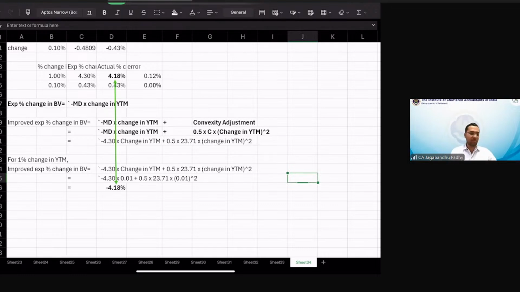Is this point clear, everyone? I hope we are clear with the effect of modified duration and also the convexity adjustment that we have. Are you all clear? Any doubts, any queries in this particular concept, please? Okay. Thank you, sir. Understood it clearly this time. Earlier I couldn't. Okay. So now you are clear. Fine. That's great.